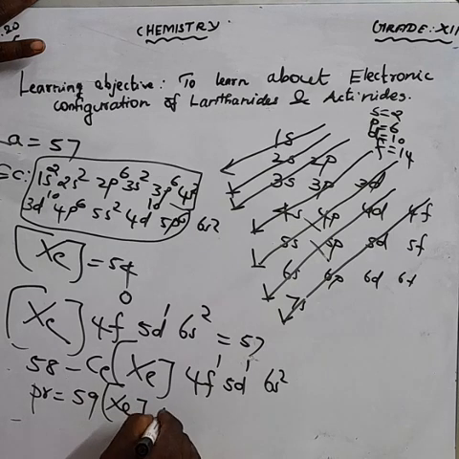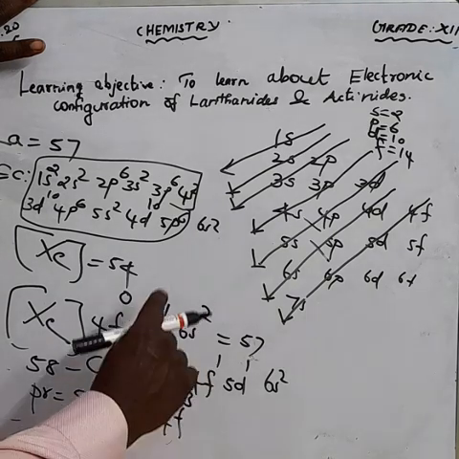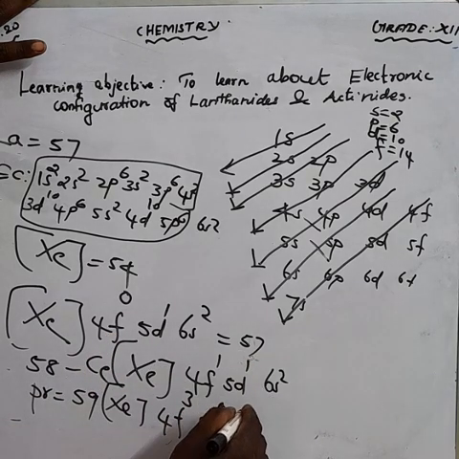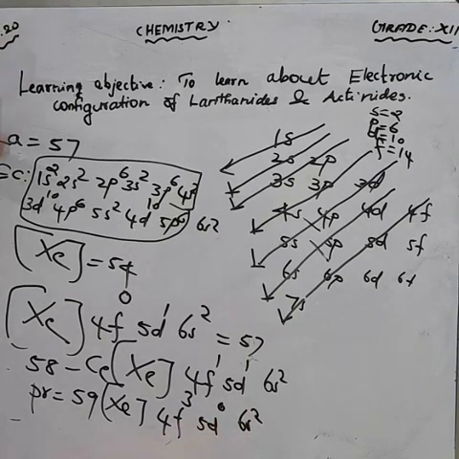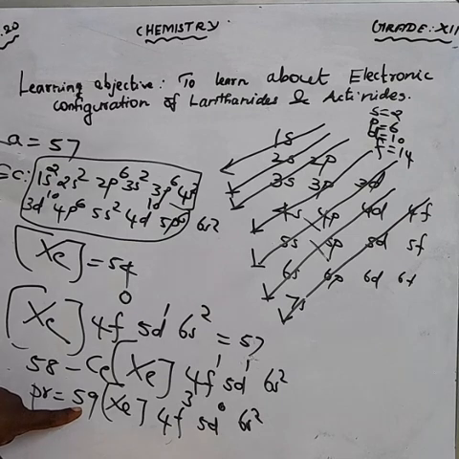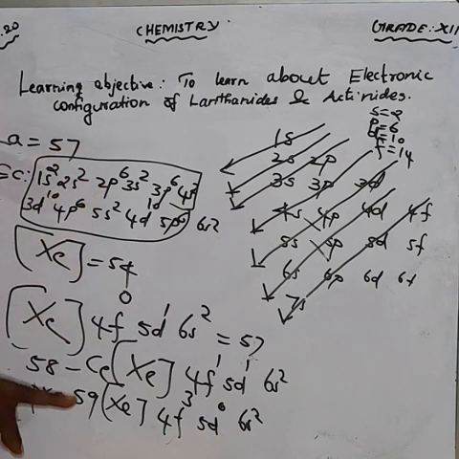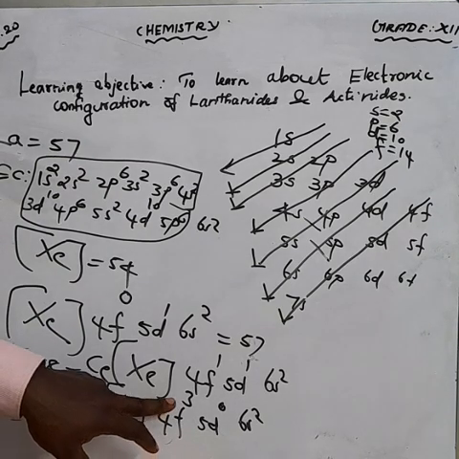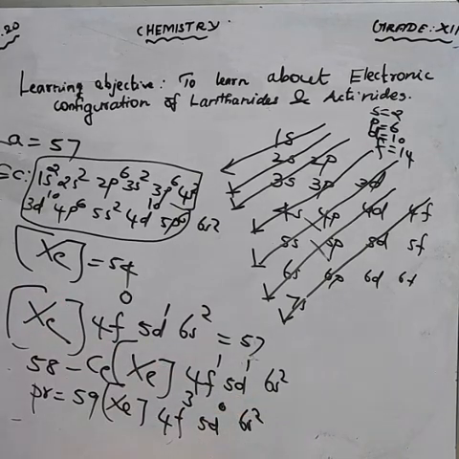Xenon, 4f3. Next 5d0, 6s2. Because the atomic number is 59, 54 is over, and only 5 remain. Xenon is 54, then 4f3, next 6s2. Clear?